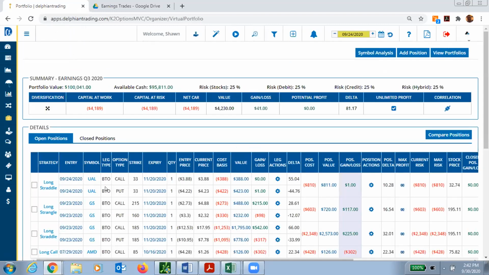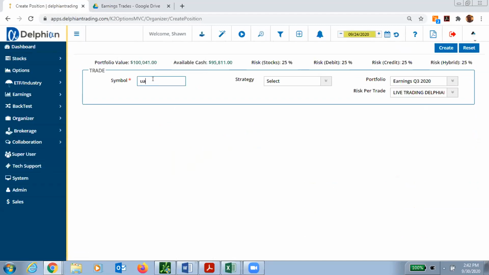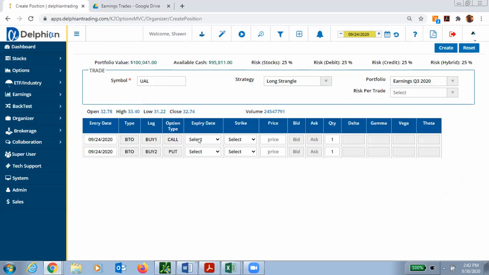Now I would want to do the other one also. So I'm going to show you again, go add position, and I'm going to do UAL. Long strangle. I'm going to do the same, so I'm going to do the November 20 options.